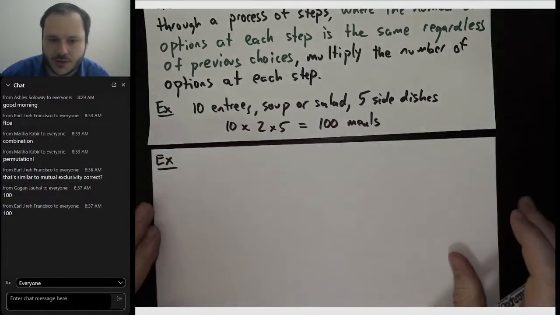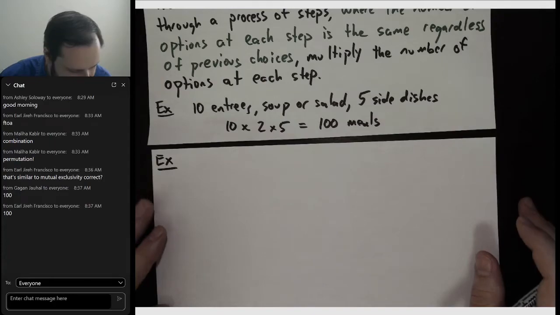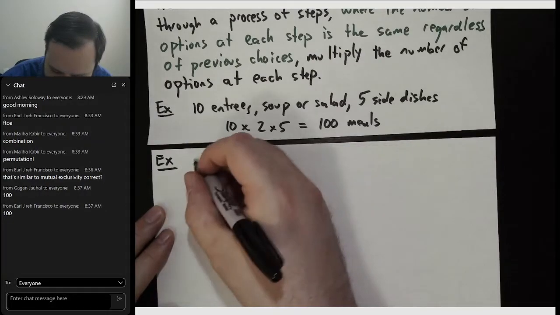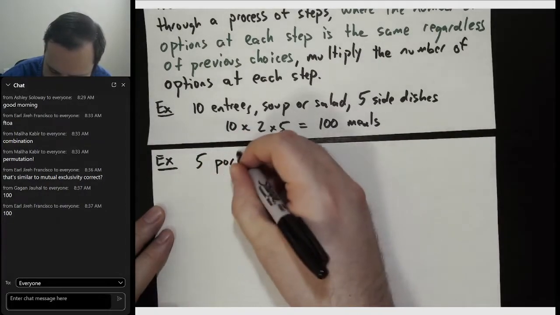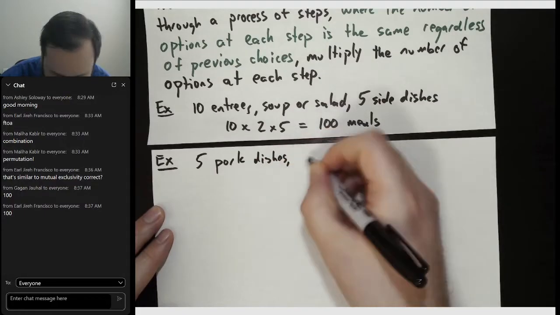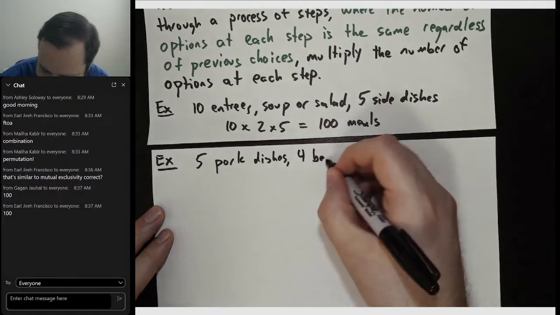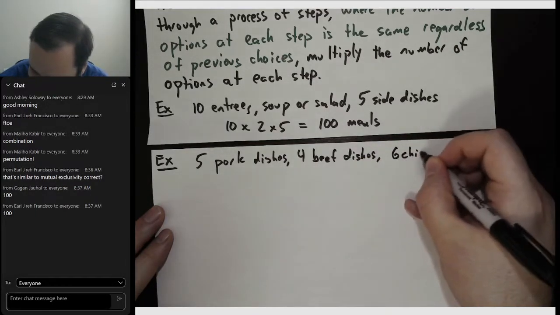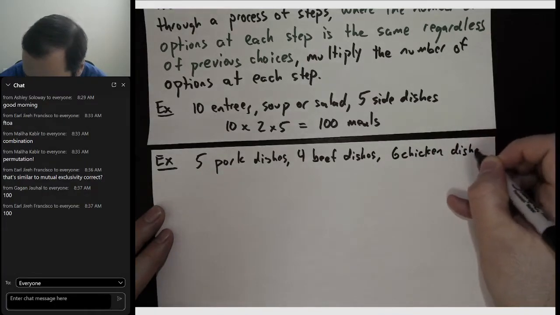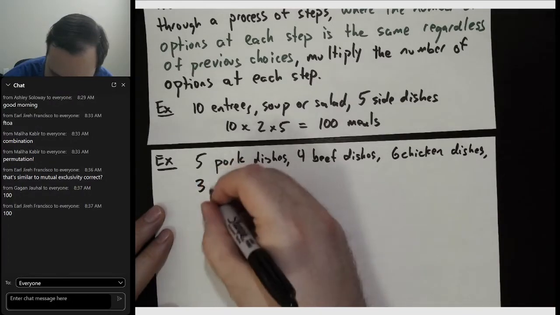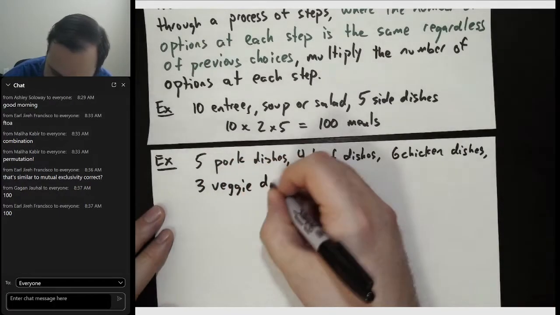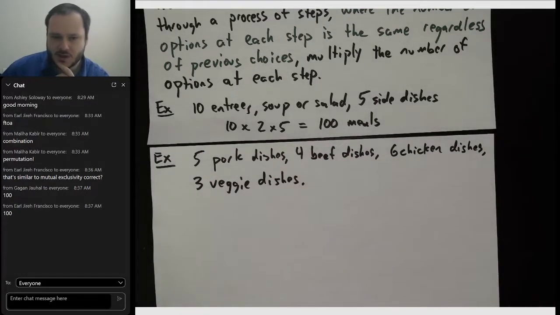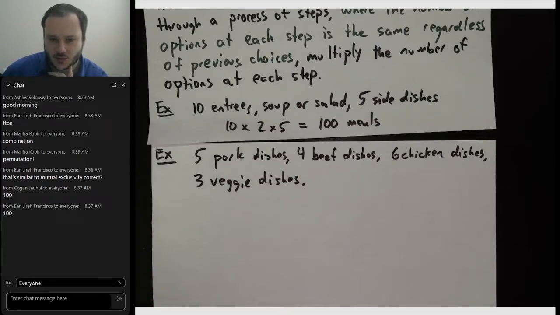Now, you go to a restaurant and you're trying to figure out something to order, and the menu has 5 pork dishes and 4 beef dishes and 6 chicken dishes and 3 veggie dishes. How many ways are there to order a dish now?